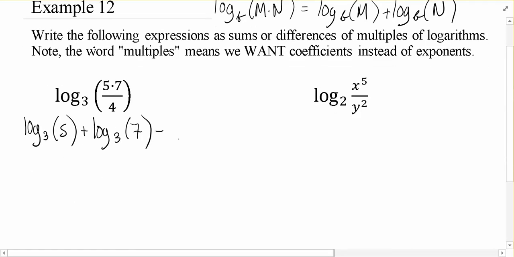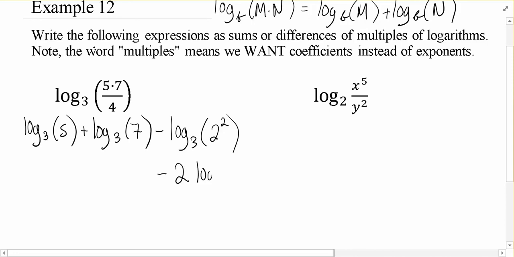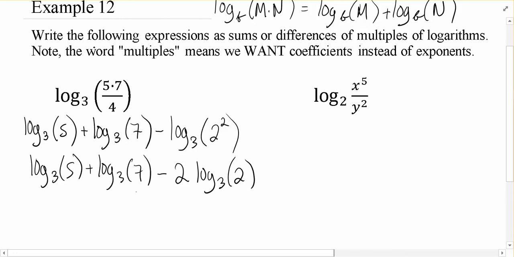Now also we had that 4 in the bottom, which means we subtract it. Now if that whole multiples of logarithms thing wasn't there, we'd be good with this answer. But notice that 4 could be rewritten as 2 squared, meaning I could bring that 2 down in front as a coefficient. So because we wanted coefficients, whenever possible at least, that's how we're going to write this problem out.